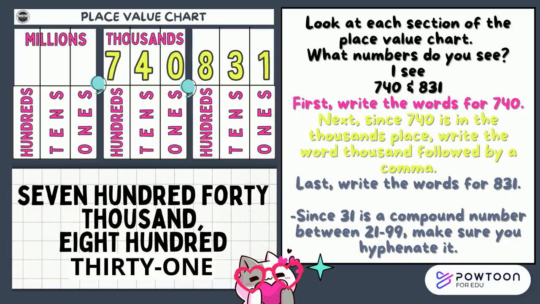Next, since 740 is in the thousands place, write the word thousand followed by a comma. Last, write the words for 831. Since 31 is a compound number between 21 and 99, make sure you hyphenate it when you write it down. Look to the left to check your work.